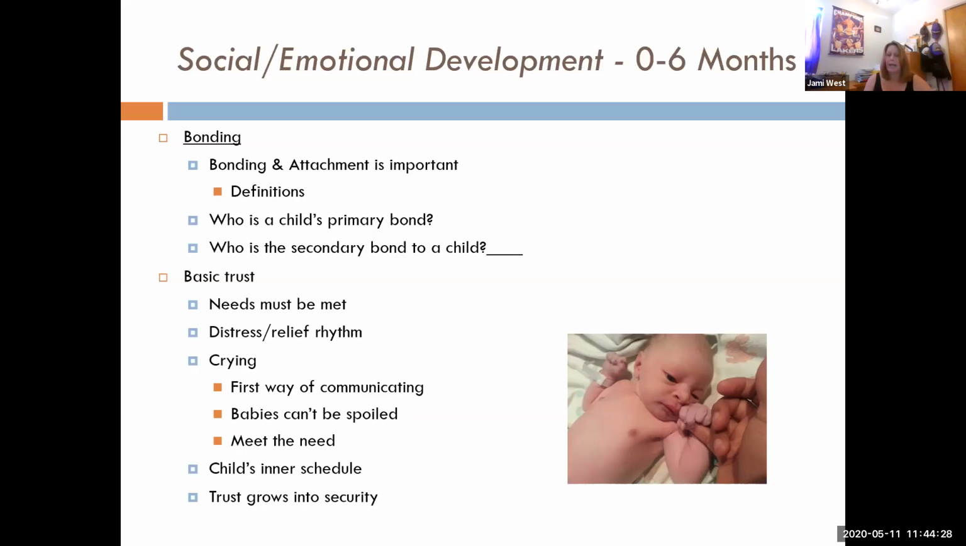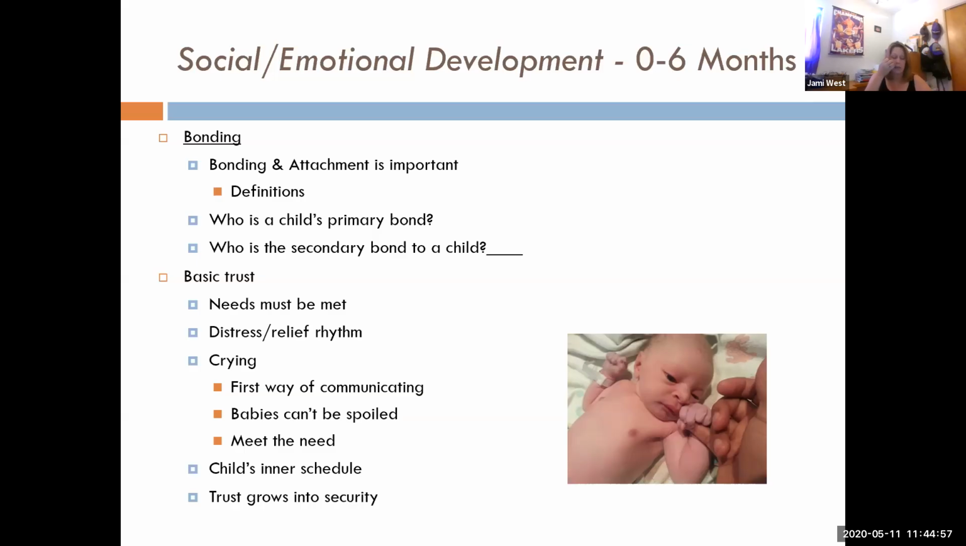So again, I cannot overstate how important it is that we understand that every cry that an infant gives is their way of communicating a need. Our job for optimum development is to respond to that need, okay? Is to meet that need.